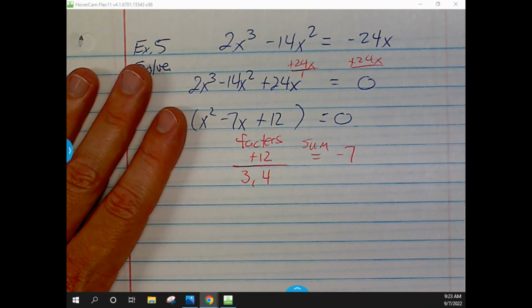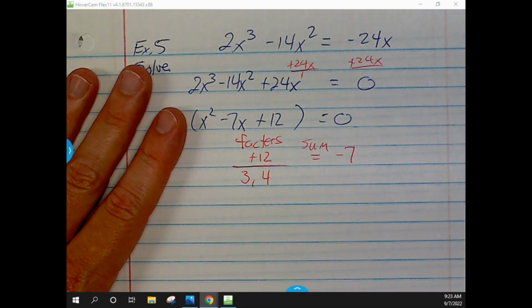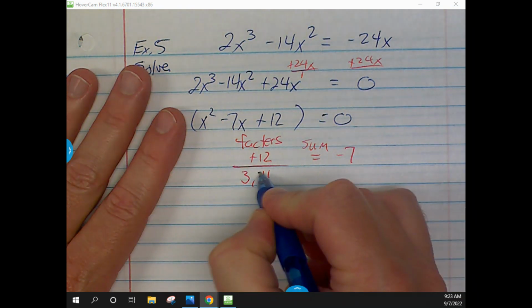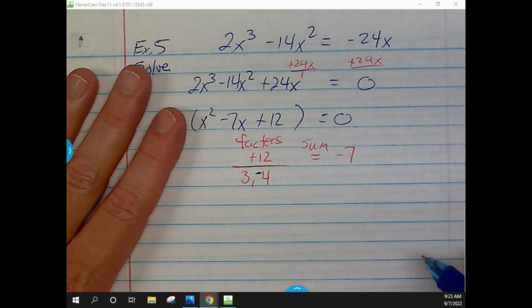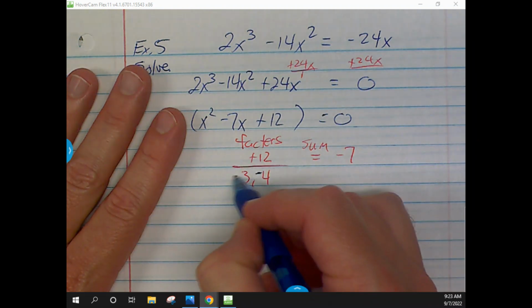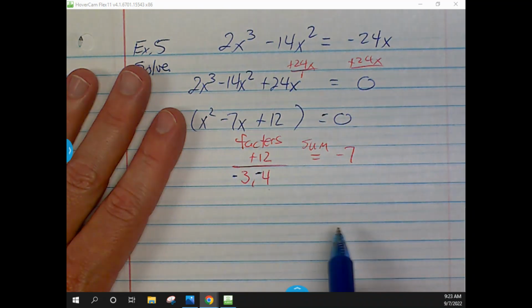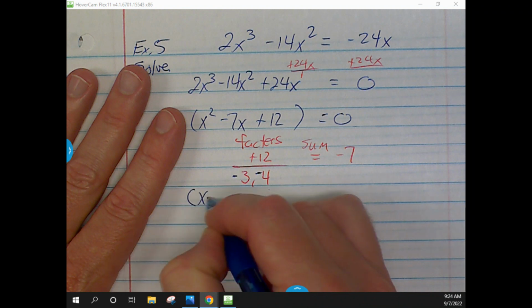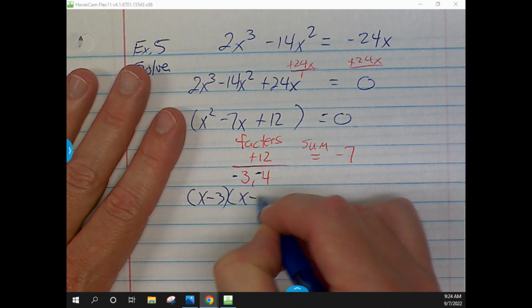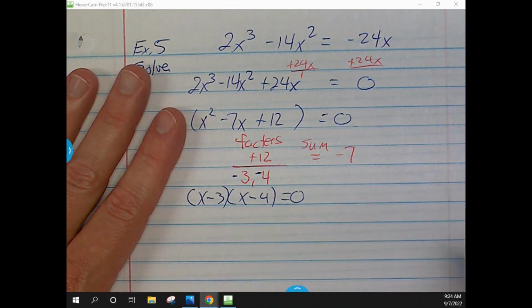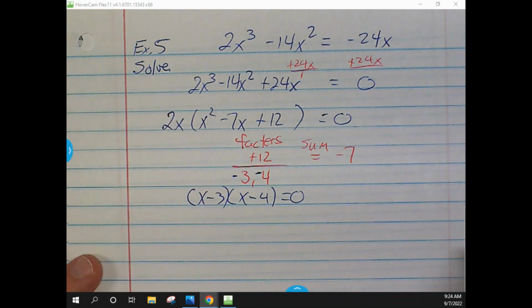Yeah, so in this case, they're both going to be negative, right? Because your b term is negative. So we know the bigger number has got to be negative. If you multiply to a positive and the sum is negative, that means the other one's going to be negative. So negative 3 times negative 4 is positive 12. But if you do negative 3 plus negative 4, that's negative 7. Okay, now if we were factoring, again, we would just put that here and we were good to go with it.